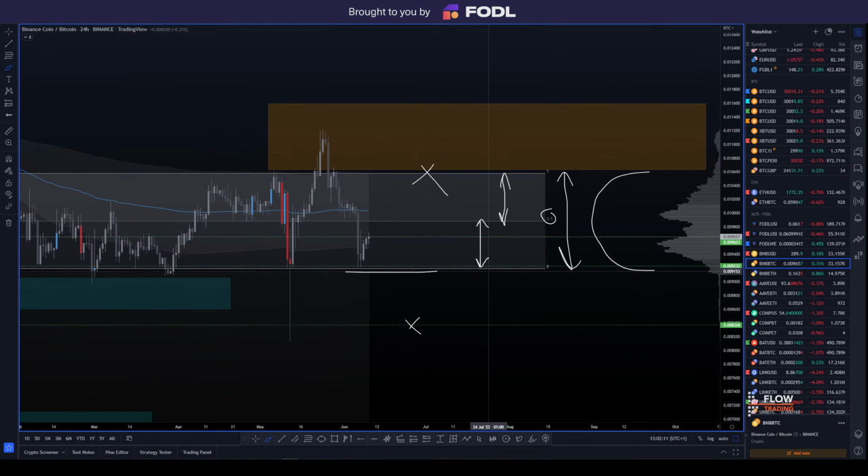This is resistance, this is support. Concentrate on this high volume cluster. This is resistance, this is support, the whole range. And it could be subdivided into two with these two little ranges inside.